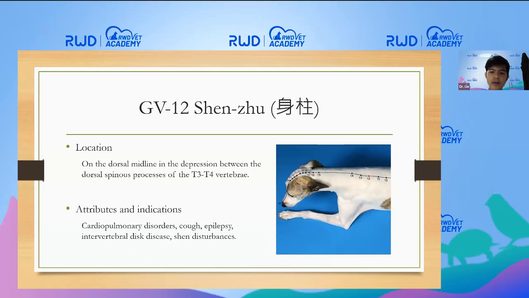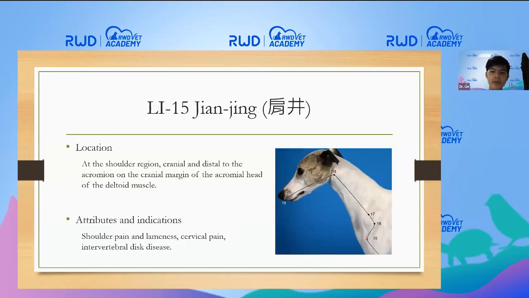GB12, Shenzhu, on the dorsal midline in the depression between the dorsal spinous processes of the T3 and T4 vertebrae. Attributes and indications are: cardiopulmonary disorders, cough, epilepsy, intervertebral disc disease, Shen disturbances. LI15, Jianyu, at the shoulder region, cranial and distal to the acromion, on the cranial margin of the acromial head of the deltoid muscle. Attributes and indications are shoulder pain and lameness, cervical pain, intervertebral disc disease.